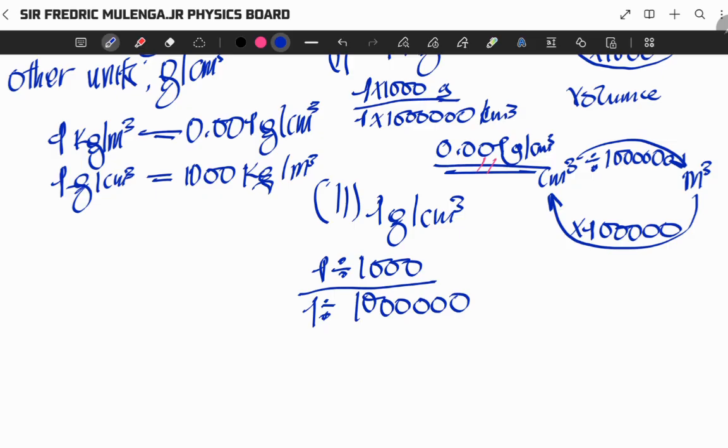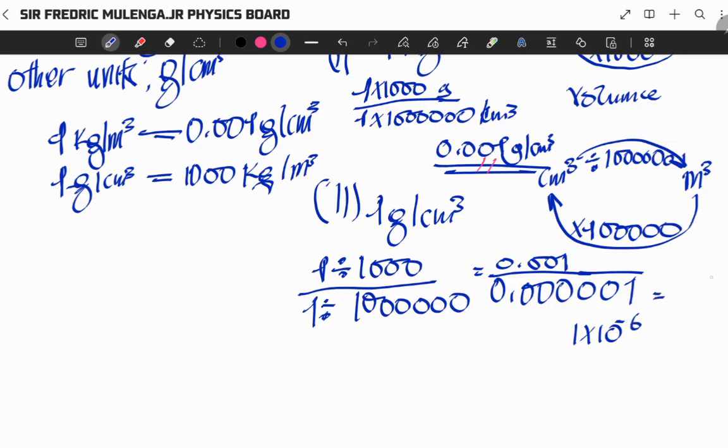So when you divide 1 by 1000, you are going to have 0.001, over 1 divided by 1 million, which will just give you 0.000001, with 5 zeros then 1. Sometimes, it is just 1 times 10 to the power negative 6. This is the same as that.